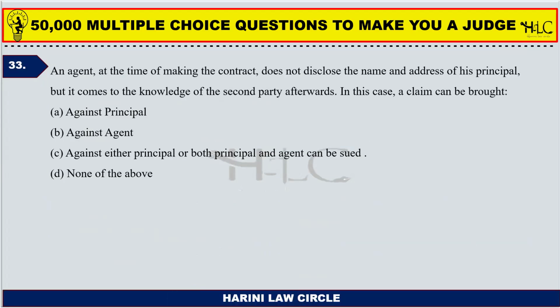Moving ahead, 33. An agent at the time of making a contract does not disclose the name and address of his principal, but it comes to the knowledge of the second party afterwards. In this case, a claim can be brought against whom? Either the principal or both the principal and the agent can be sued.